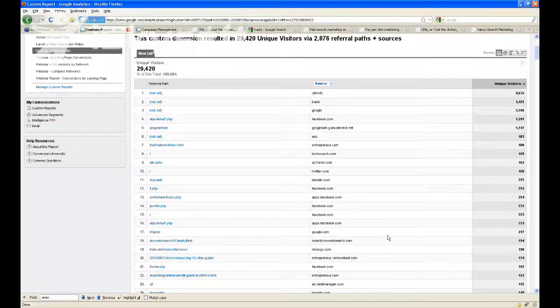If you want to find all the URLs around the web that link to you for whatever reason, all the data is sitting inside of Google Analytics. It's just really hard to get to.